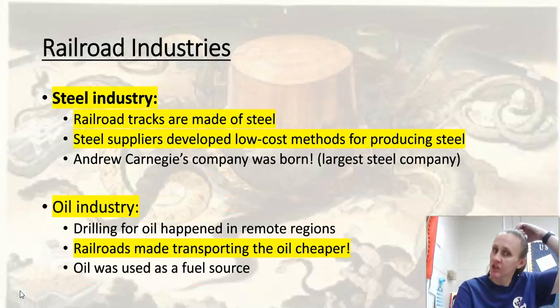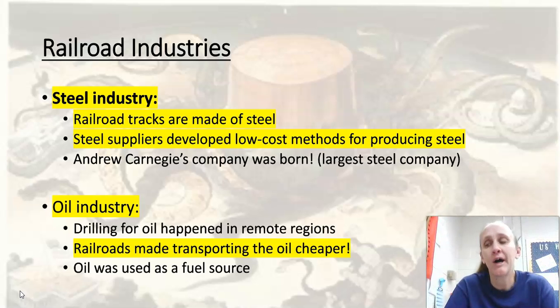Okay, so let's jump into the railroad industry itself. The steel industry to begin with. And like we said, how does the railroad industry impact specific industries like steel and oil? So let's look at steel. Railroad tracks are made out of steel, and there's parts of the railroad cars that are made out of steel, and the wheels and things like that.